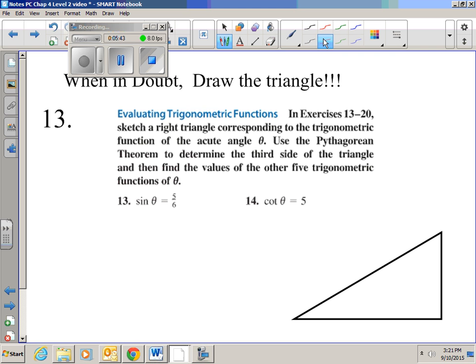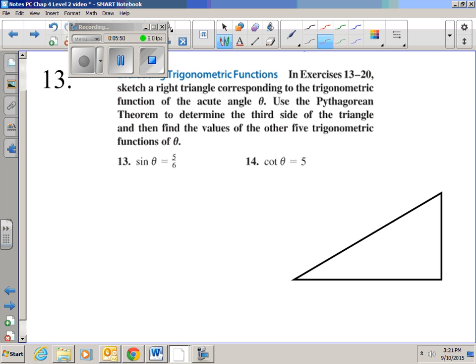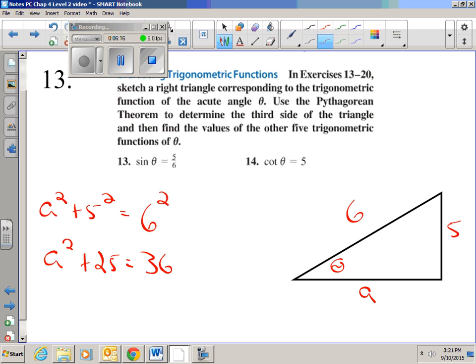So, in this particular case, in number 13, we have sine theta is equal to 5 over 6. So here is my theta. My sine is my opposite, 5, over the hypotenuse, 6. So using the Pythagorean theorem real quick, for my adjacent side, I know that a squared plus 5 squared is equal to 6 squared, which is 36. So a squared plus 25 is equal to 36. Real quick, a squared is equal to 11, which means that this adjacent side must be root 11. Now that I have that, I can find all my remaining pieces.